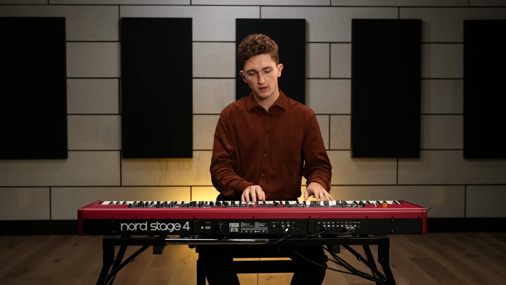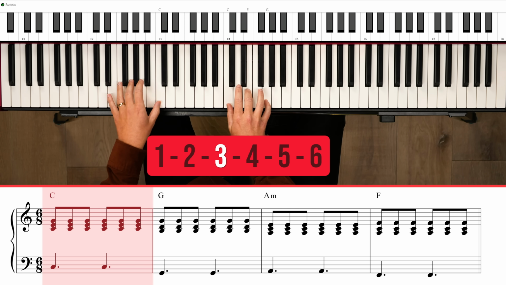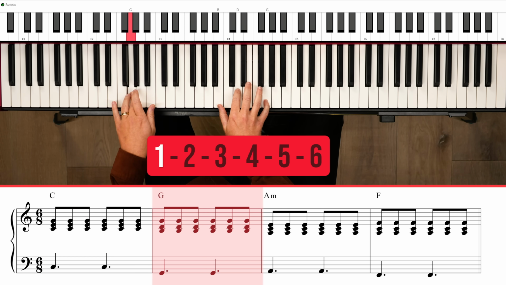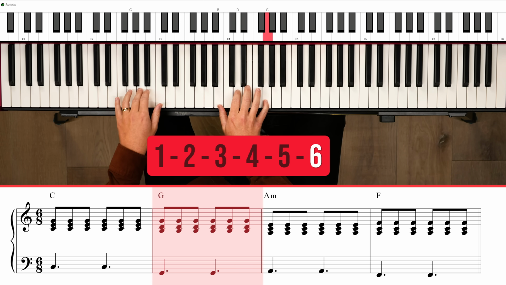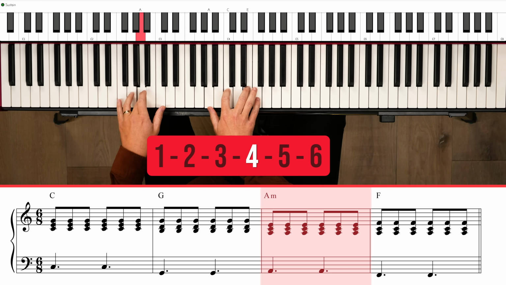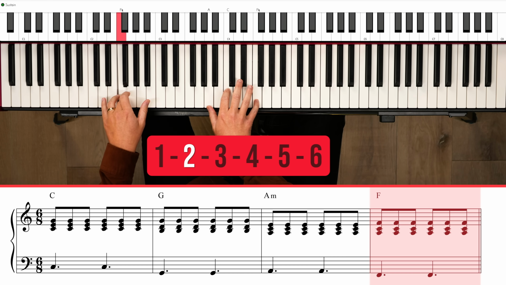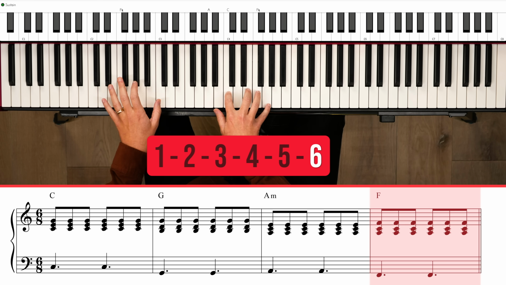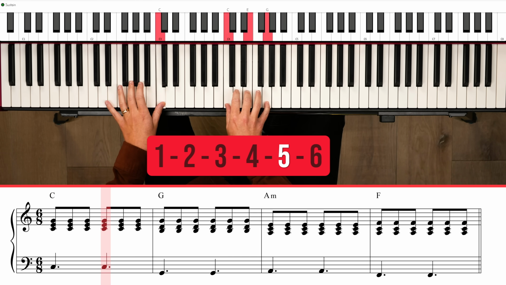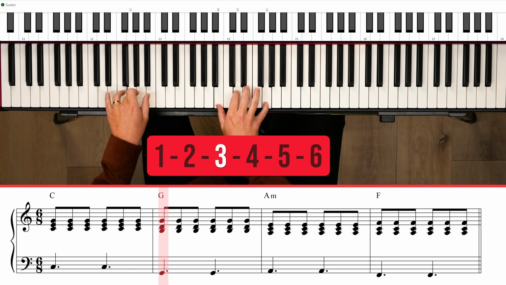So if we listen again to what I just did, 1, 2, 3, 4, 5, 6. 1, 2, 3, 4, 5, 6. If you focus on the left hand, I'm just doing 2 beats in the bar. There are 2 strong beats.